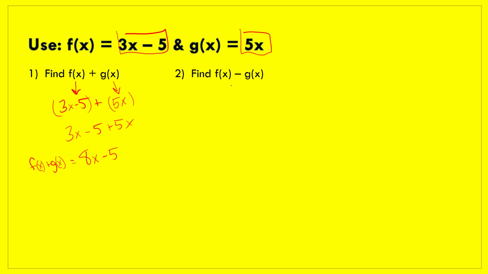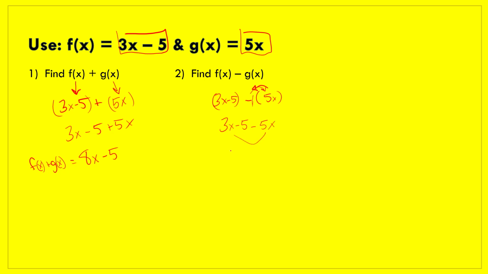Find f of x minus g of x. Well, that's going to be very similar. Our f of x value is still 3x minus 5, minus our g of x value is still 5x, but this time we need to pay very close attention to the fact there's a negative sign in front of that, so it's going to distribute a negative 1 back into the parentheses. So we end up with 3x minus 5. Negative 1 times 5x is negative 5x.